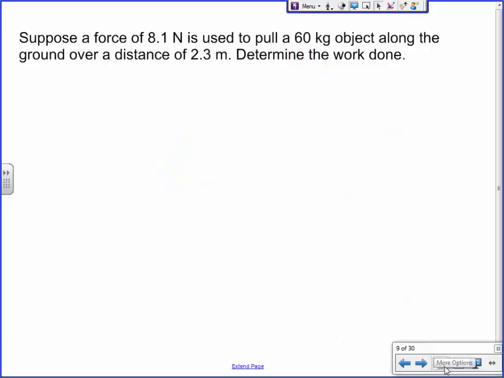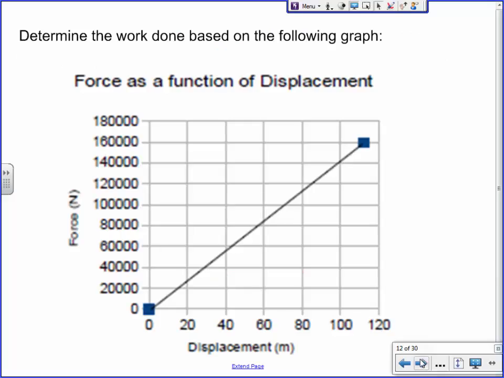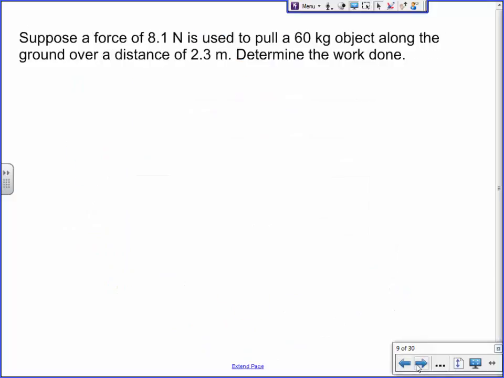Okay. Let's try some more examples here. I think that's all I really have left, right? Just a bunch of examples. Oh, and my graphs. Okay, examples and graphs. So we've got a force of 8.1 newtons. It's pulling a 60 kilogram object along the ground over a distance of 2.3 meters.